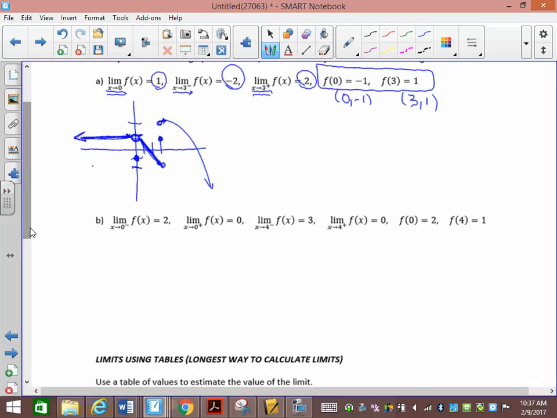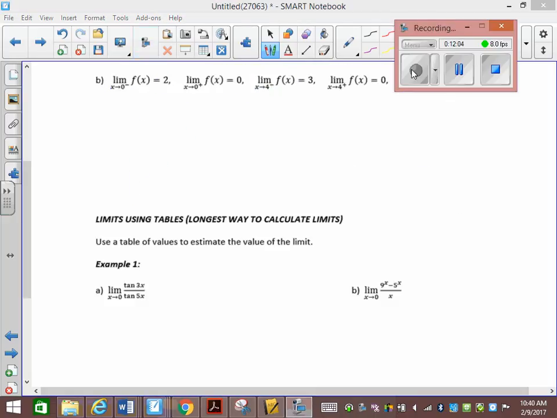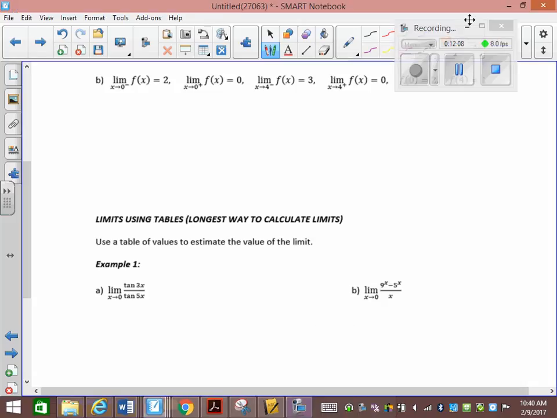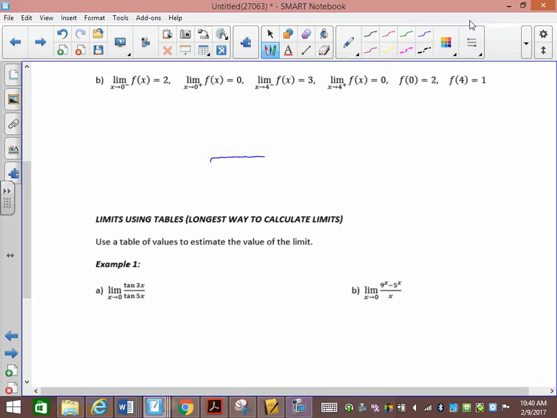Okay. Let's look at B. Try it out. So for this one, I would first plot 0, 2 and 4, 1.